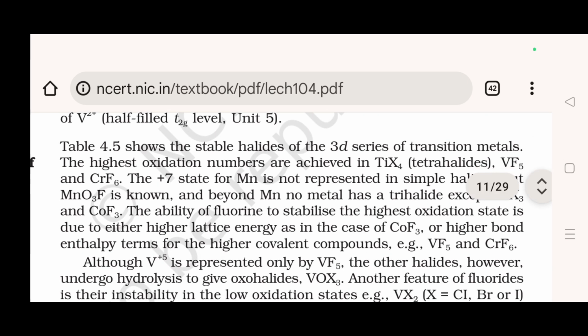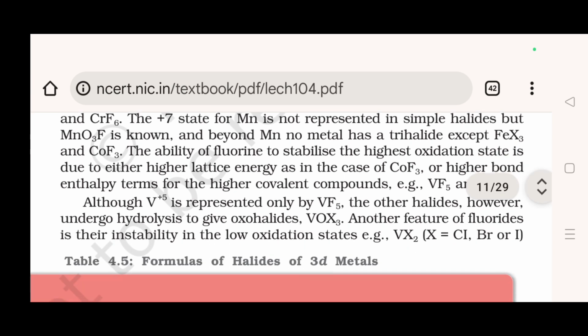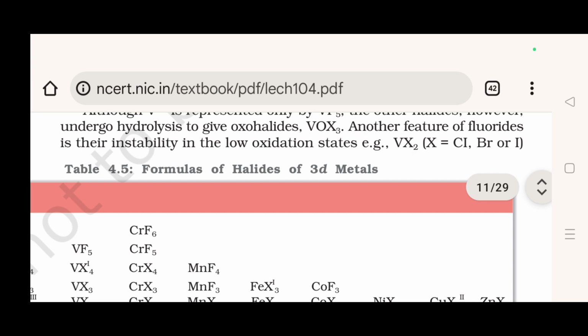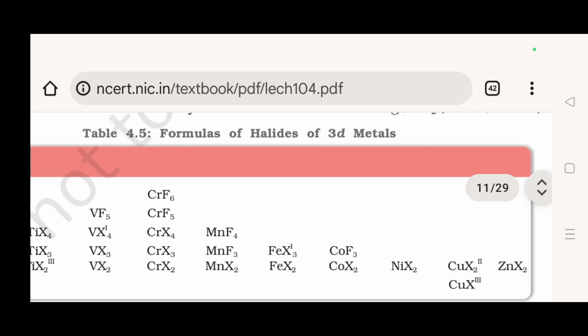The ability of fluorine to stabilize the highest oxidation state is due to either higher lattice energy, as in the case of CoF3, or higher bond enthalpy terms for the higher covalent compound, for example VF5 and CrF6. Although V5+ is represented only by VF5, the other halides undergo hydrolysis to give oxohalides, VOX3. Another feature of fluorides is their instability in the low oxidation state, for example VX2, where X is Cl, Br or iodine.